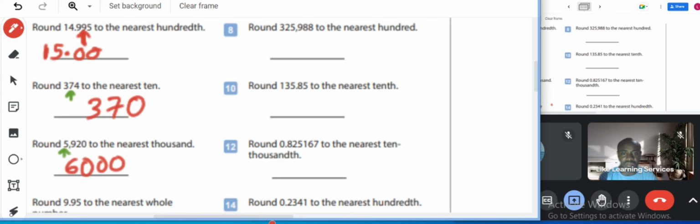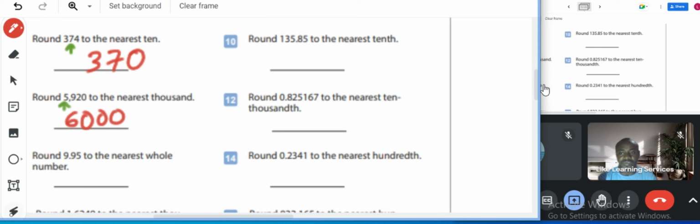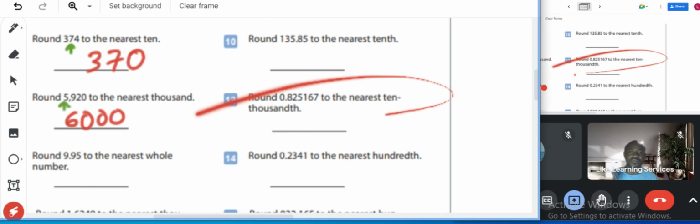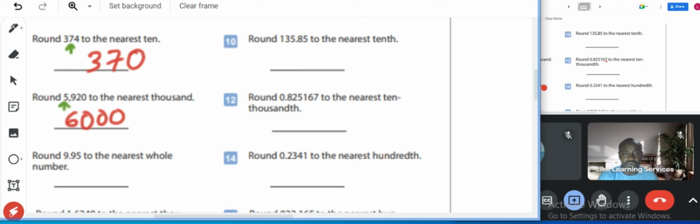Okay, I will move forward a bit to something different. Okay, let's look at this one. Round number 12. Round 82516 to the nearest 10,000th. 10,000th, it has a TH. 8 is 10th. Yes. 2 is 100th. 5 is 1000th. 1 is 10,000th. So we are supposed to stop at what? 1. Okay, so we're supposed to stop at 1. Let me put an arrow on top of it.